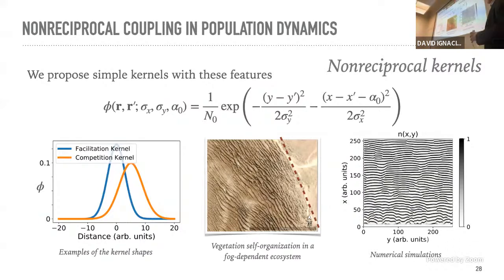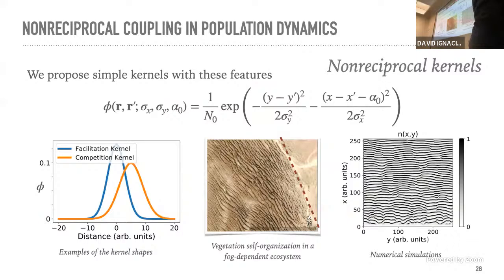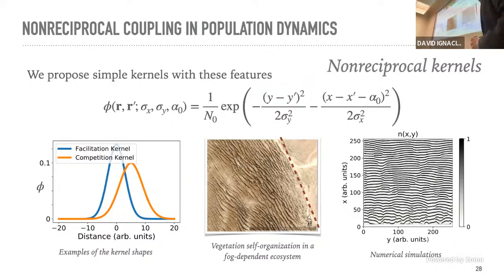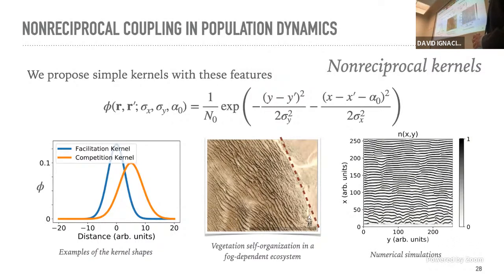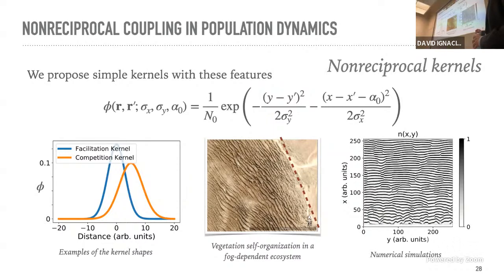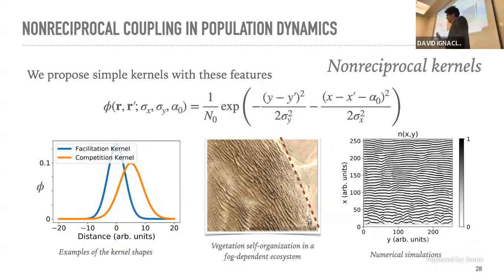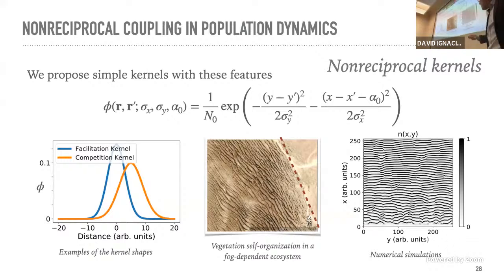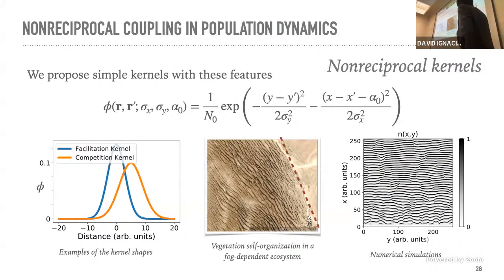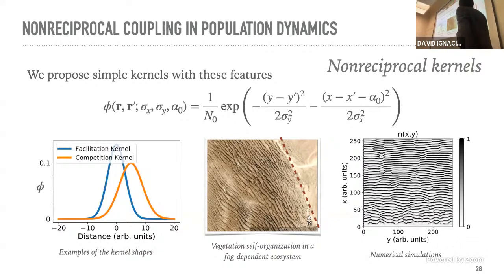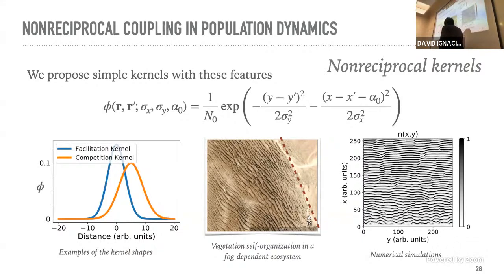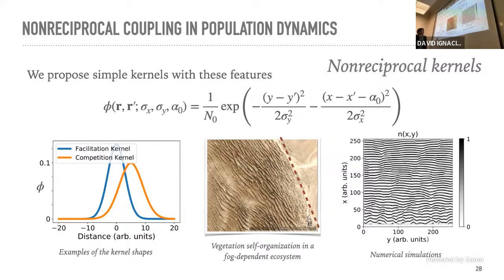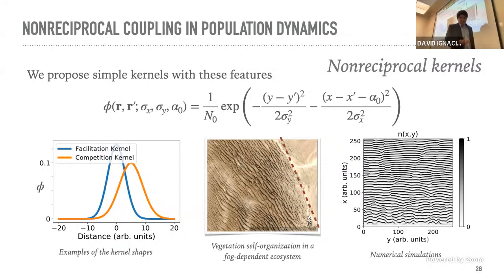So we proposed a kernel that has these simple properties that corresponds just to a Gaussian kernel that is shifted. Here I show some examples of how this looks. The orange curve corresponds to when you put this parameter alpha to 0, which measures the non-reciprocity. Here I show a picture of the fog-dependent ecosystem that I am most interested in. That is in the north of Chile. It is composed of a plant named Tillandsia lambeki.